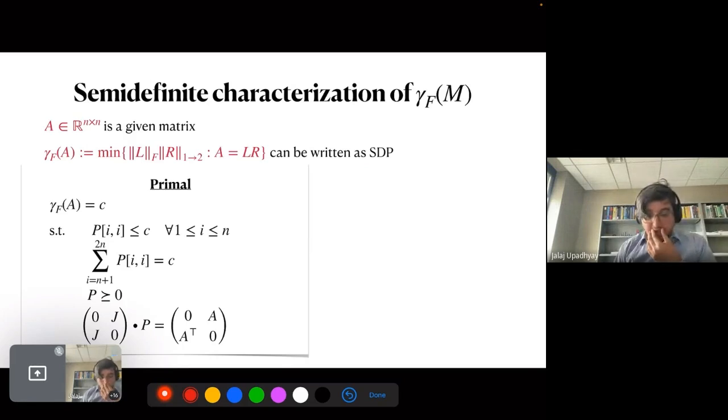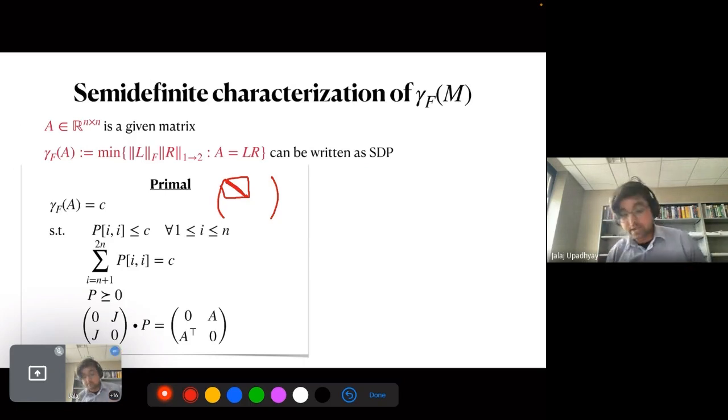So the primal form I get is a semi-definite program where I have a PSD matrix P such that for the first i columns, all the diagonal entries are bounded by some values, the objective value that I want to achieve, C, and the rest of them sum up to C.